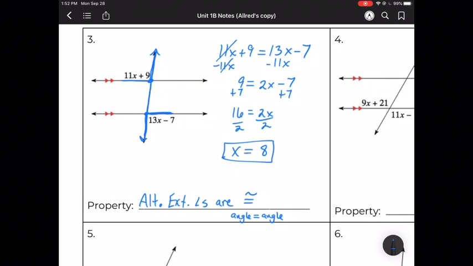Now, if you were asked to find a certain angle measure, we would plug into whichever angle we would need to use. In this case, let's say we wanted to find this angle measure. So I would take my 13x, and instead of times x, I would make it times 8, and then minus 7. 13 times 8 is 104. 104 minus 7 is 97 degrees.